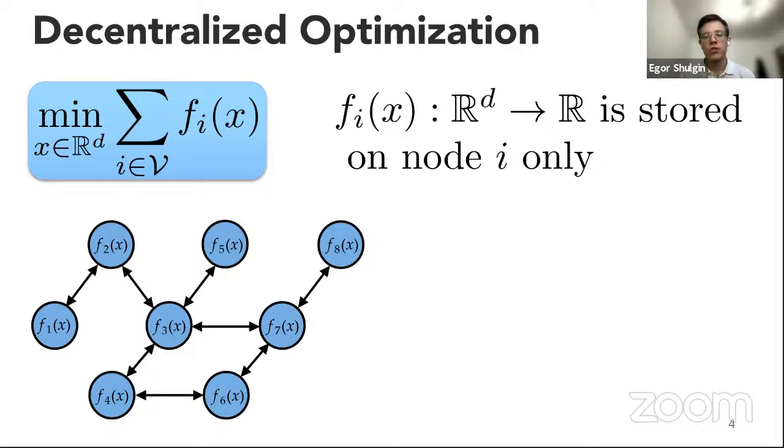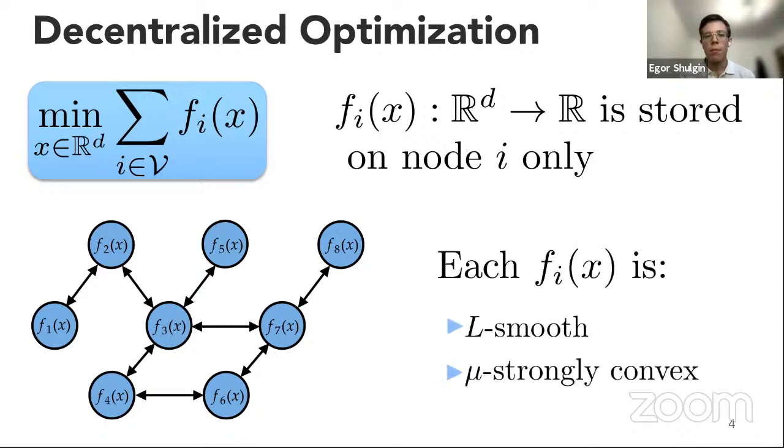This constraint may come from physics, when we have just some set of agents that can communicate only with their neighbors, and they don't want to share their data with anybody else. So privacy constraints sometimes lead to such decentralized settings. In our paper, we focus on the case when each f_i is L-smooth and mu-strongly convex.